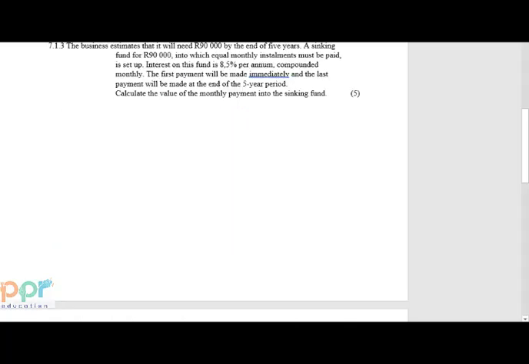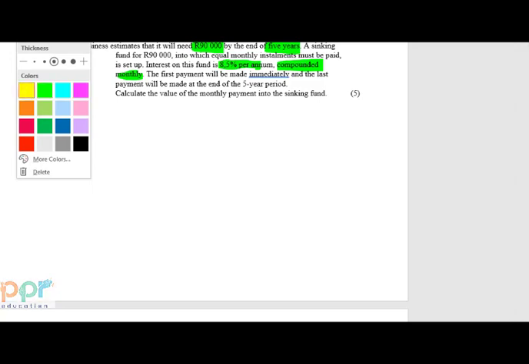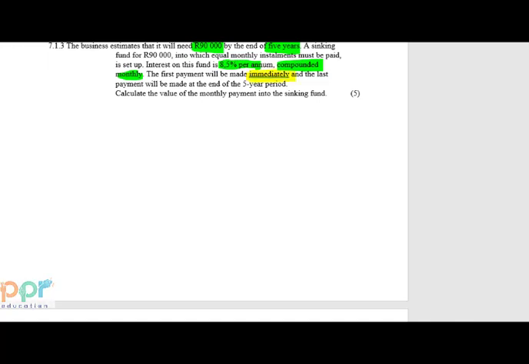Then the next question, 7.1.3. It says the business estimates that it will need 90,000 by the end of 5 years. So in 5 years is the number of years. A sinking fund for 90,000, into which equal monthly installments must be paid, is set up. Then the interest on this fund is 8.5% per annum compounded monthly, which means we use 12. The first payment will be made immediately, and the last payment will be made at the end of the 5-year period. They want me to calculate the monthly payments of this sinking fund.